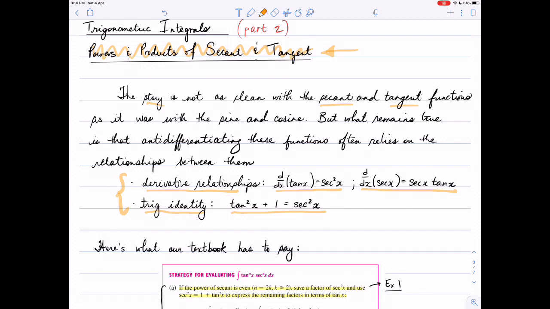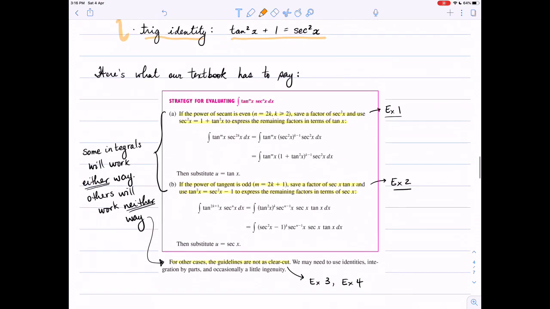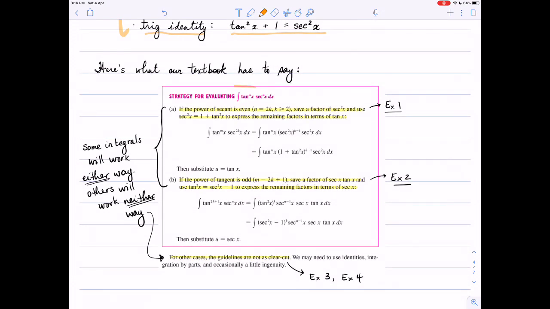secant squared. And so I'm going to just show you what the textbook has to say about the integrals of this form, tan to the m, secant to the n. And so there's two sort of cases which do work really nicely, and then there's everything else, right? So some integrals actually are going to work in either way. Some will be possible by A and by B, and then others will work in neither way, in which case this is what they say here.